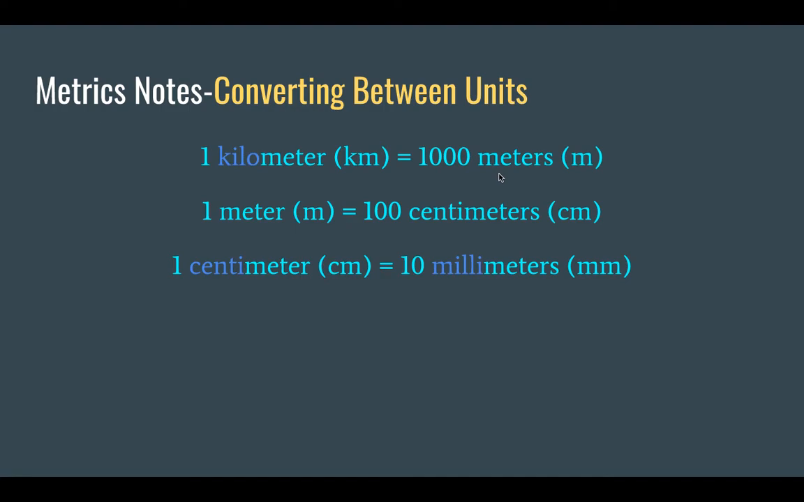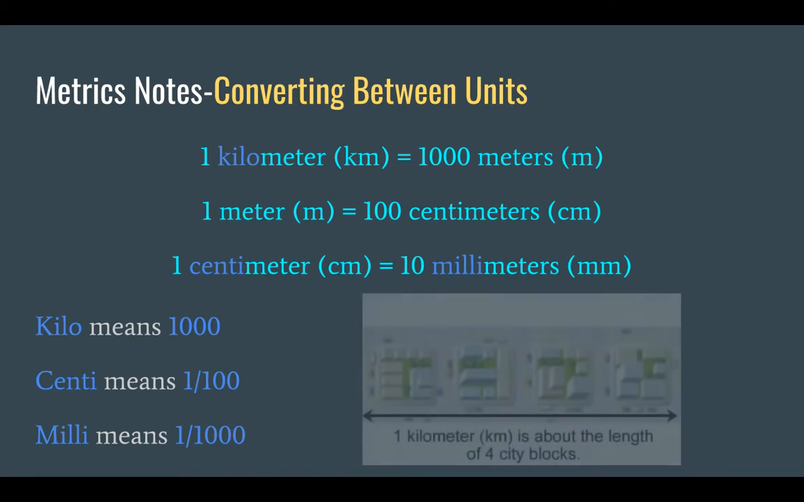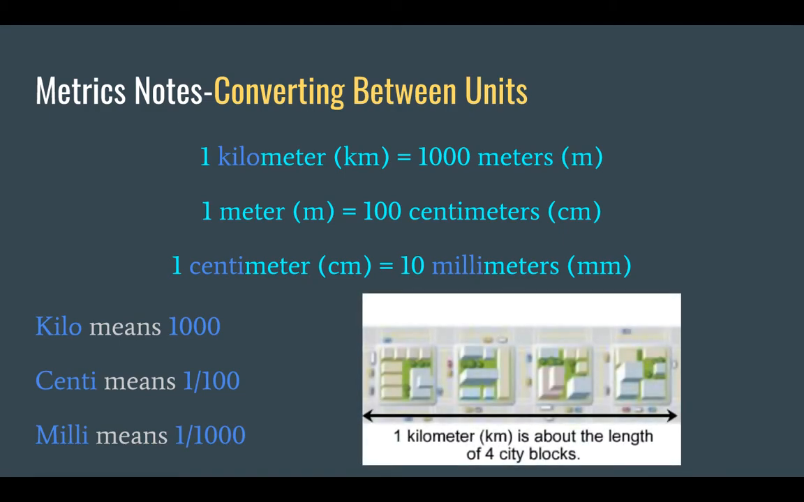So you saw a meter stick in class. It's 1,000 of them. Now if you look at 1 meter, it consists of 100 centimeters. And centi means 100, like a century. 1 centimeter is made up of 10 millimeters. So let's remember, kilo means 1,000, centi means 100, so 1/100th, and milli means 1/1000th. So a kilometer is about the length of 4 city blocks, just to give you an idea of how long that is.